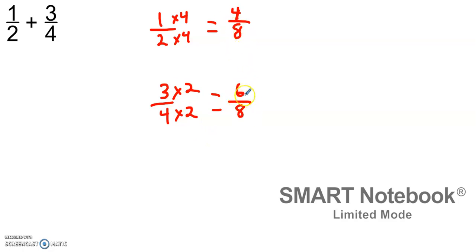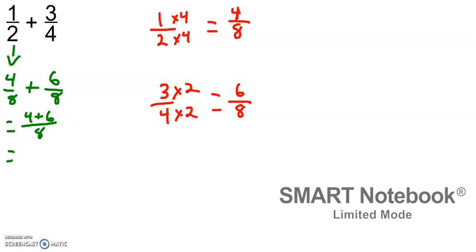Now that these denominators are exactly the same, I have 8 and 8, I can add them. So I come back over here, and this 1/2, we changed that to be 4/8. So I'm going to write the 4/8 underneath. Plus, because we're adding. And the 3/4 we changed to be 6/8. So I'm going to rewrite that 6/8 here. Now that these denominators are the same, I can add them. So I can put this as 4 plus 6 over 8.